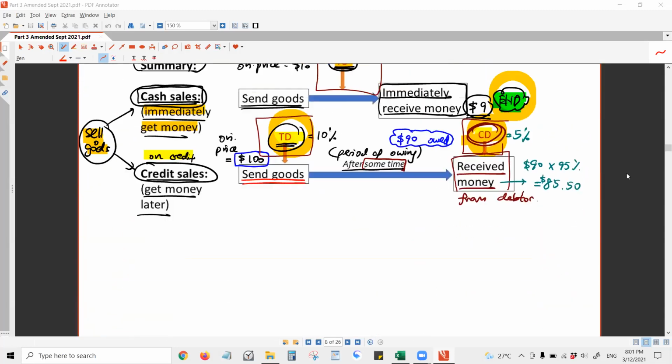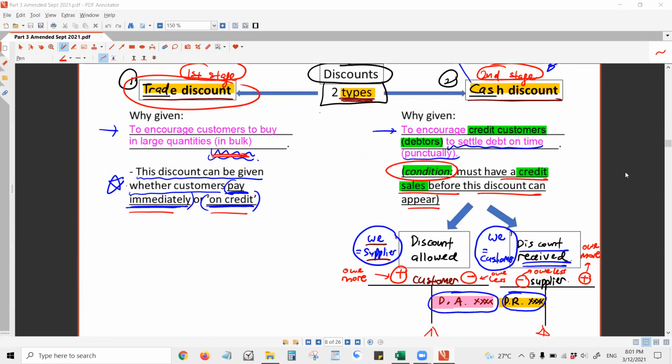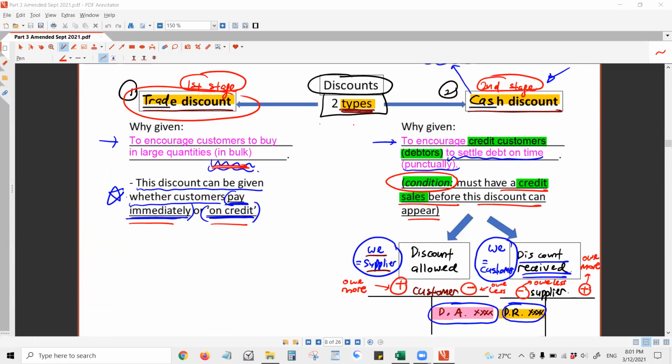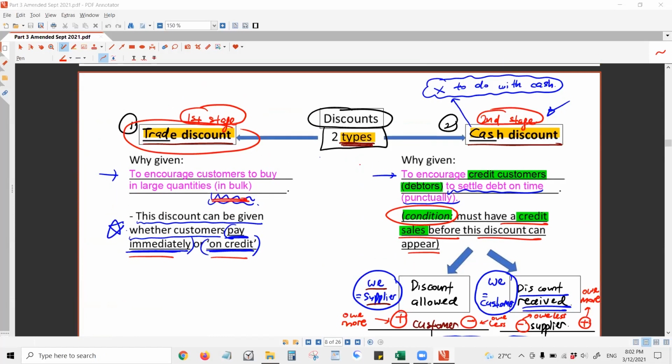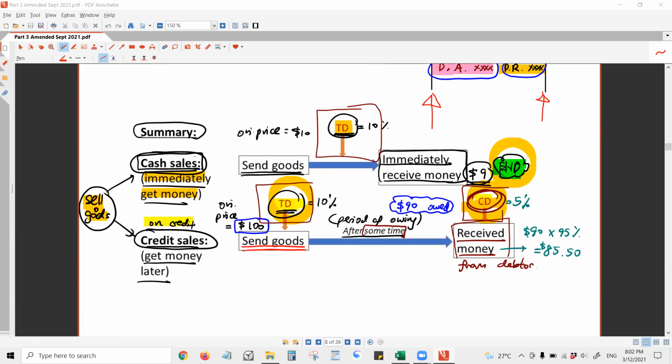The other day we started learning discounts. There are two types of discounts: trade discount and cash discount. You also know that there are two types of sales. When you get money on the spot from the customer, you get to apply a trade discount only, because customers do not owe us money for cash sales. Therefore, you do not see cash discount for cash sales.